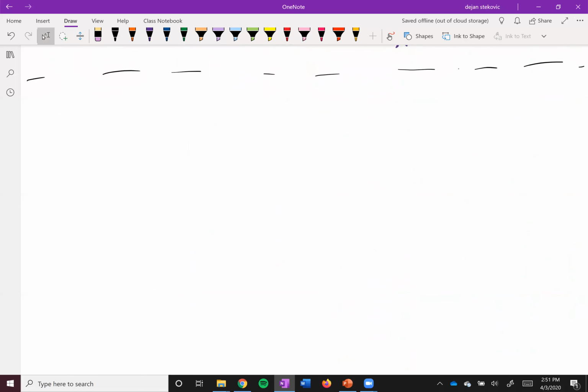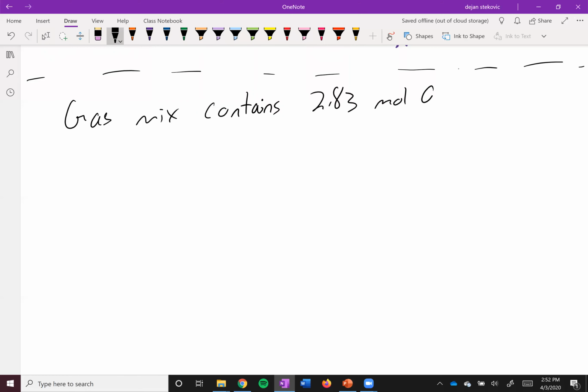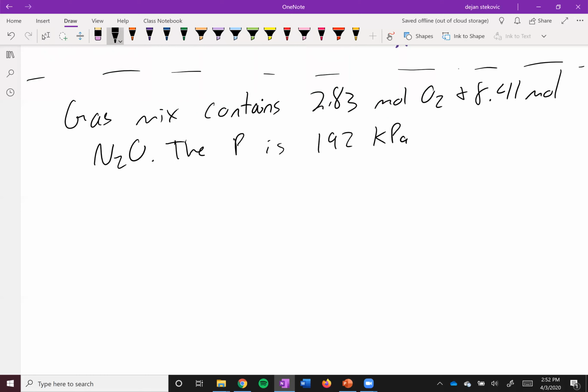So let's take a look at an example. So let's see, a gas mixture contains 2.83 moles of O2 and 8.41 moles of N2O. The pressure is 192 kilopascals. What are the partial pressures?